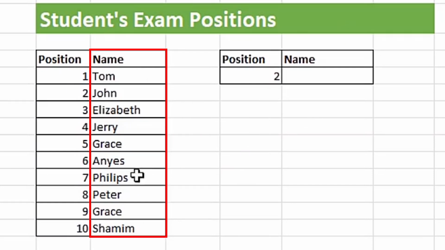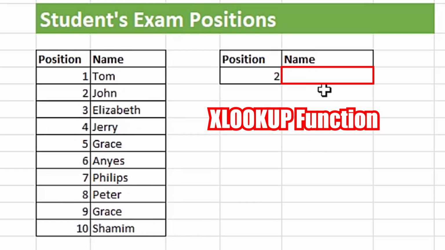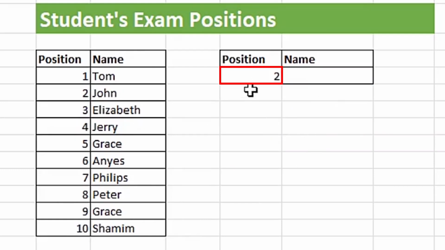These are the positions and these are the names of the students. We want to come to this small table here, and on this cell, we want to use the XLOOKUP function to look up the position from this cell here and return the name of the student on this cell here. So I'm going to click on this cell and do equals XLOOKUP.